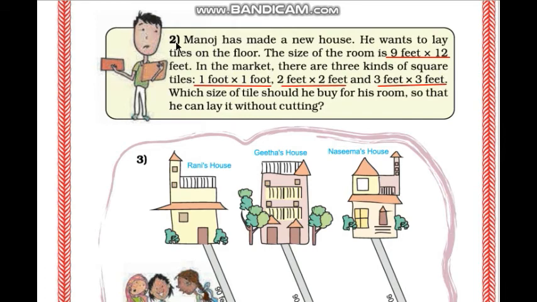Now the next question is, Manoj has made a new house. He wants to lay tiles on the floor. The size of the room is 9 feet and 12 feet. In the market there are 3 kinds of square tiles: 1 foot into 1 foot, 2 feet into 2 feet and 3 feet into 3 feet. Which size of tile should he buy for his room so that he can lay it without cutting?